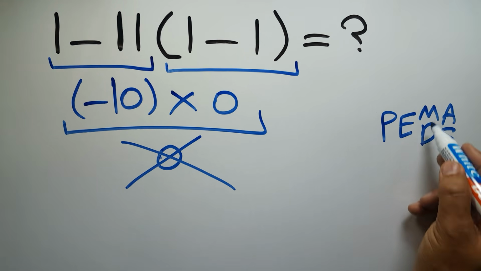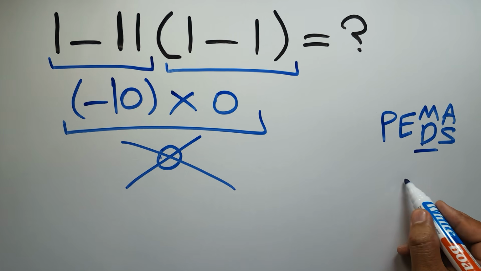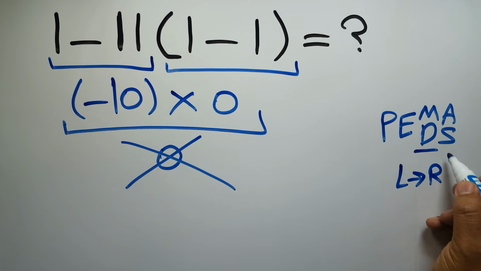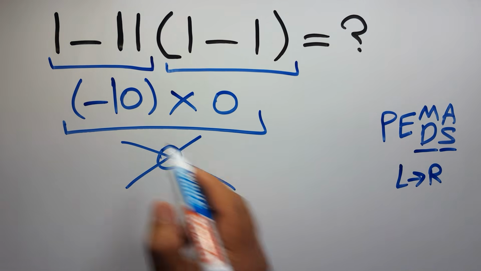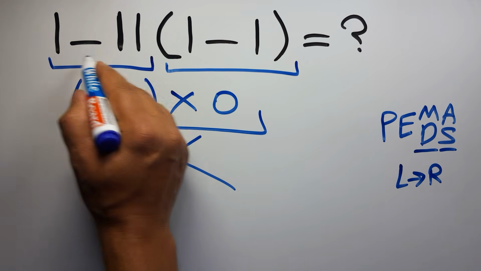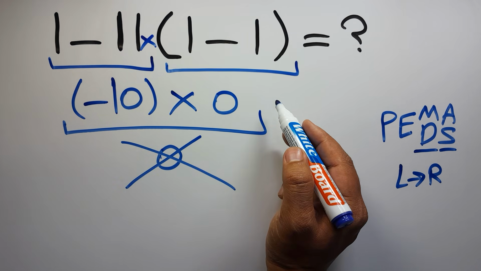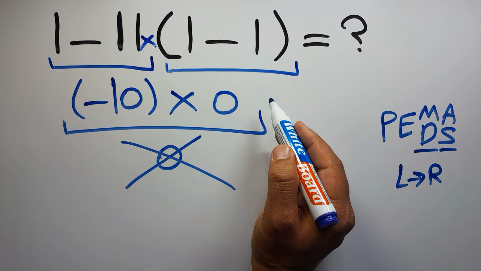Remember that multiplication and division have equal priority and we have to work from left to right. And the same applies to addition and subtraction. In this expression, we have one subtraction, one multiplication, and one parentheses. Inside this parentheses, we have one subtraction.